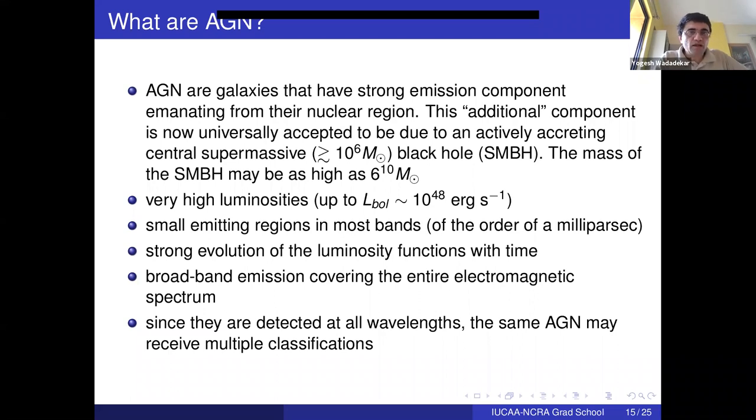The broadband emission from AGN covers the entire electromagnetic spectrum. That is quite remarkable, that very often the same object can be detected all the way from gamma rays to the radio and all intermediate bands like the infrared, the optical, the ultraviolet, and so on. That makes AGN a very interesting field of study, because you can study AGN with a large variety of telescopes. But because these AGN can be detected and studied at all wave bands, the same AGN may receive multiple classifications. So the same object may be called by different names by, say, X-ray astronomers and radio astronomers.